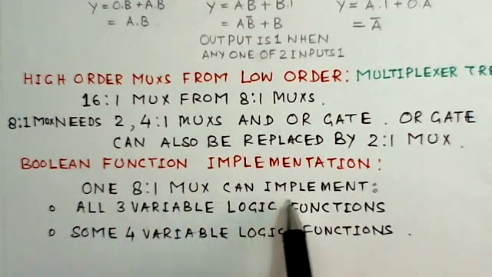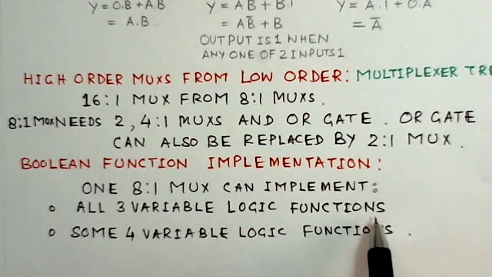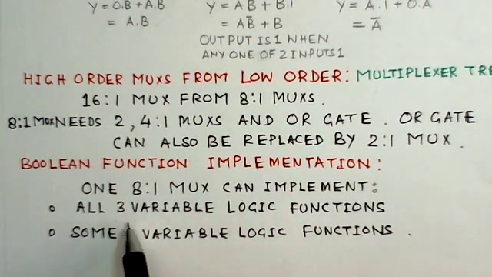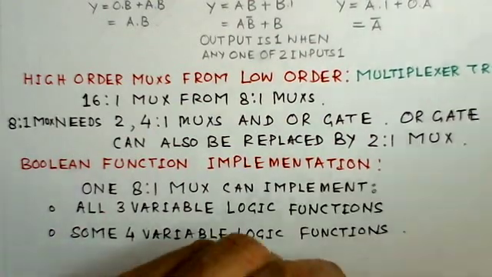Like one 8:1 mux can implement all 3-variable logic functions. That means it can generate all the minterms corresponding to a 3-variable logic function, and some 4-variable logic functions also, by suitably connecting the multiplexer.